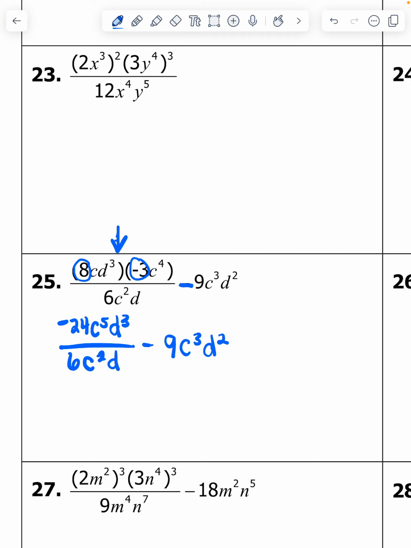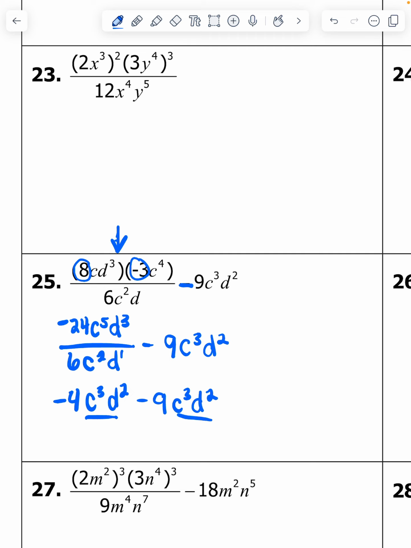Now I'm going to use the quotient rule, but first I'm going to divide negative 24 by 6 normally. And then for the c's, 5 minus 2 is 3. And for the d's, 3 minus 1 is 2. So we get negative 4c to the 3rd power d to the 2nd minus 9c to the third power d to the second.